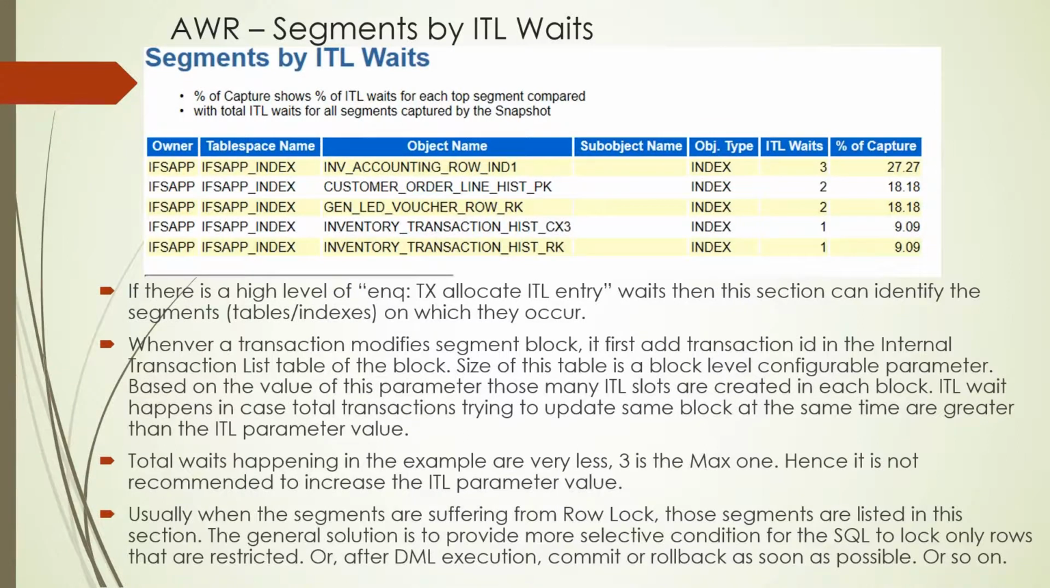Next is your segments by ITL waits. For each top segment, the percentage of capture shows the percentage of ITL waits for each captured segment, again in descending order on the percentage of capture. Whenever a transaction modifies a segment block, it first adds its transaction ID in the interested transaction list, which is ITL. This is a list table of the block, and the size of the table is a block-level configurable parameter. Based on the value of this parameter, that many ITL slots are created in each block. ITL waits happen when the total number of transactions trying to update the same block at the same time is greater than the ITL parameter value. At that time, ITL waits will happen. There are very few ITL waits in this table, so it is not an issue.